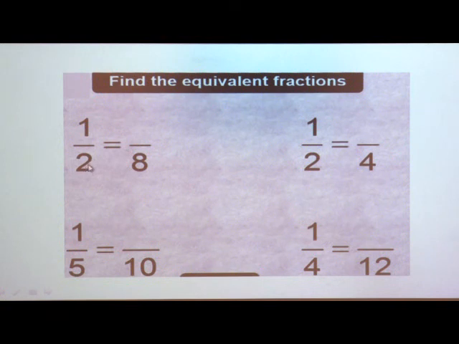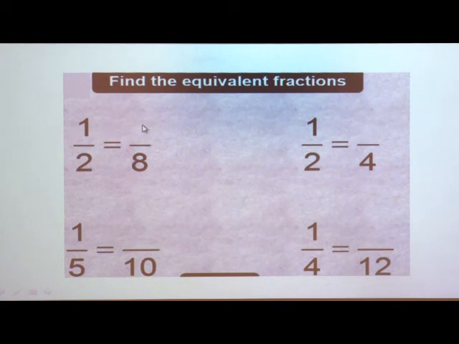We will multiply 2 by which number to get 8? Yes, you are right. We will multiply it by 4. So 2 4s are 8. So what was that rule? When you are multiplying in the denominator, the same number you have to multiply in the numerator. So which number did you multiply here to get 8? 4. So the same number you multiply to the numerator, that is 1 multiplied by 4.